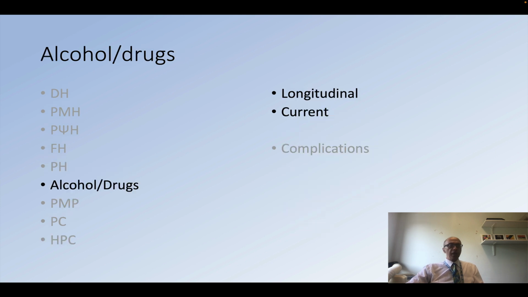It's very important in everyone from whom you take a psychiatric history to take an alcohol and drug history. Ask everyone, not just those who you think might have a drug and alcohol issue, because you risk missing people if you don't take the history.